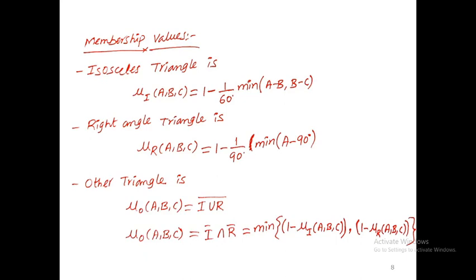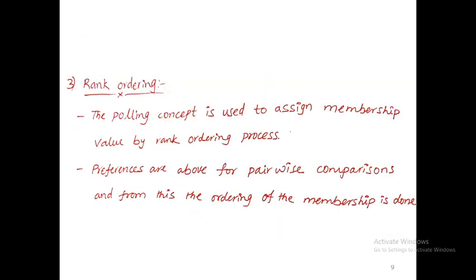So based on this, we have already solved numericals in the previous sessions. These are the membership values assigned to get the three different types of triangles, based on the rules we designed. The next method is the rank ordering method.